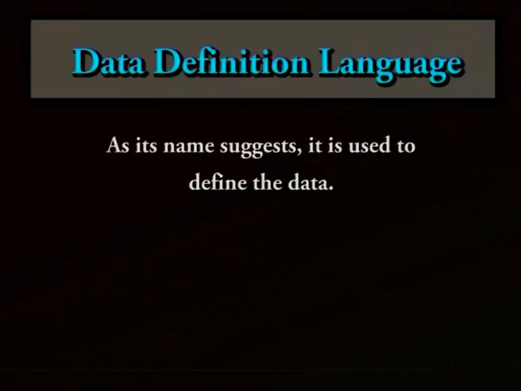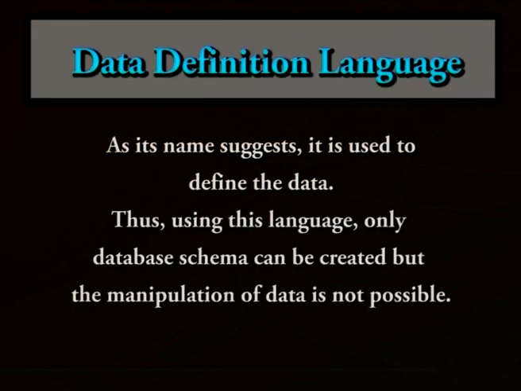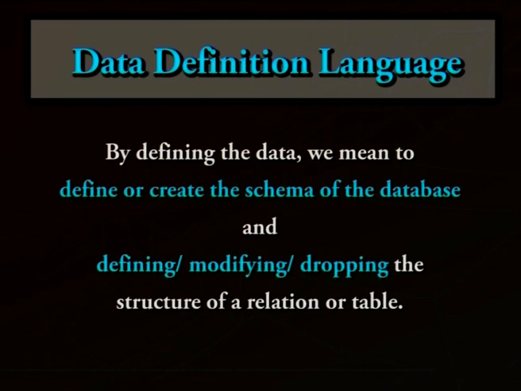As its name suggests, it is used to define the data. Thus, using this language, only the database schema can be created, but the manipulation of data is not possible. By defining the data, we mean to define or create the schema of the database, and defining, modifying, dropping the structure of a relation or table. It is also used to specify constraints on the table.